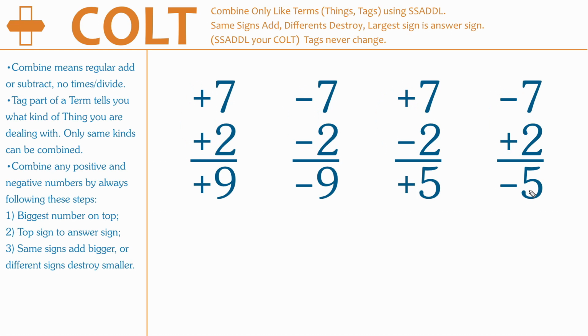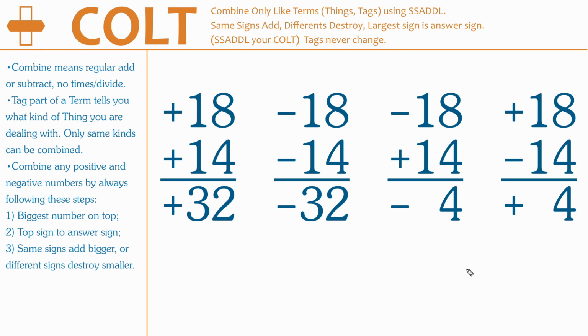The pattern always holds. Those are the 3 steps. They will never change. Combine only like terms using SADDLE. Here I'm using bigger numbers, but I think you can quickly see the same patterns hold. All across the top, the biggest number is on the top. The sign on the top is always the answer sign. Always.